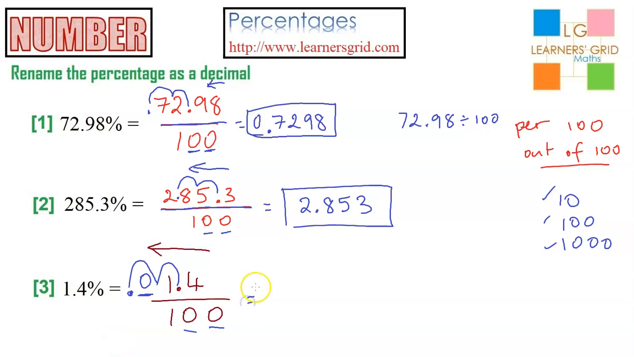So 1.4% renamed as a decimal looks like this, 0.014, and because there's no digit in the units column, we'll fill it with a 0 to hold the place. And there you go, complete and correct.